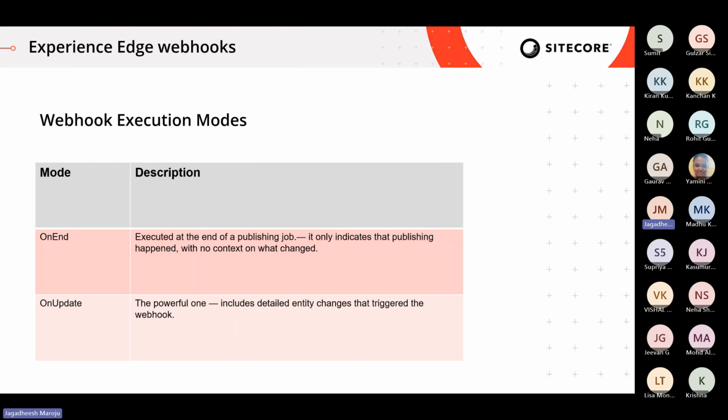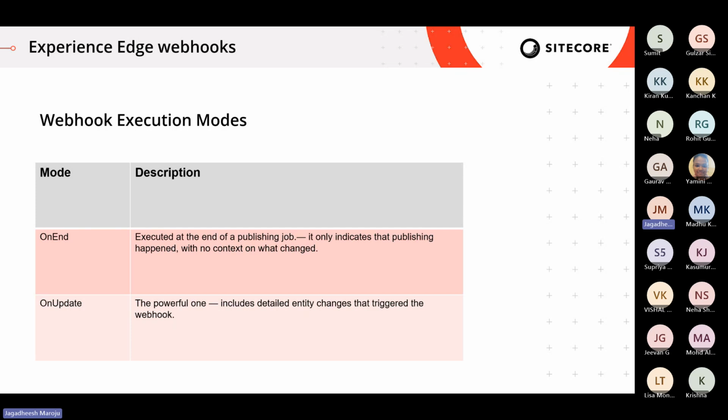Now, how do you work with Experience Edge webhooks? There are two modes Sitecore offers for when to trigger: on end and on update. On end executes at the end of the publishing job. Once you publish the content and the job is done, that's when it triggers the webhook.